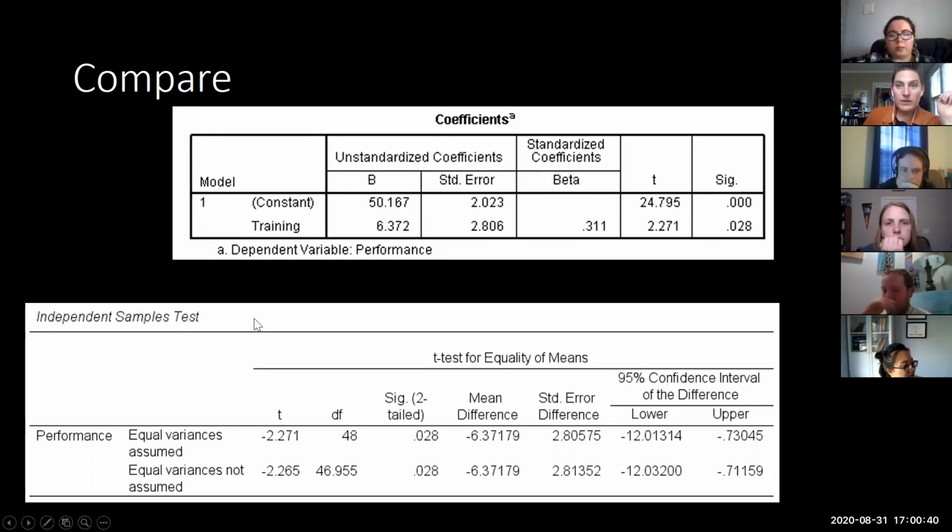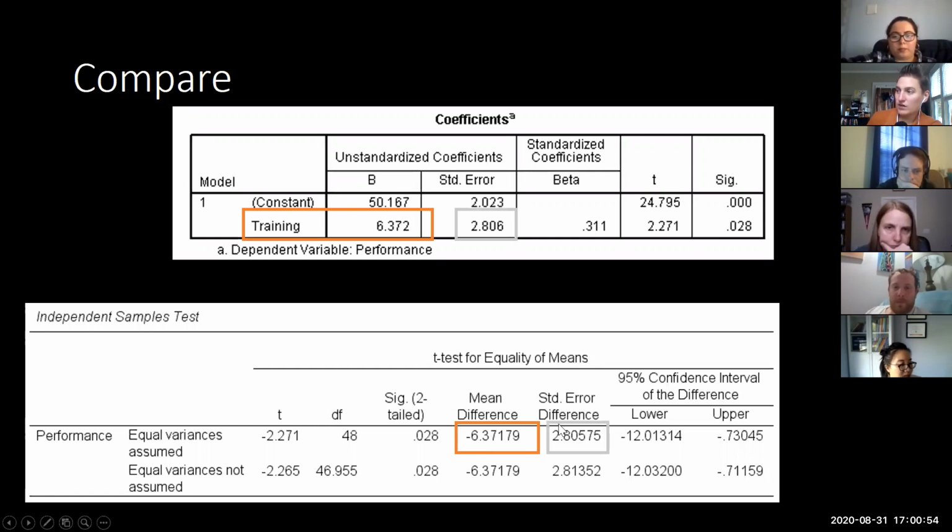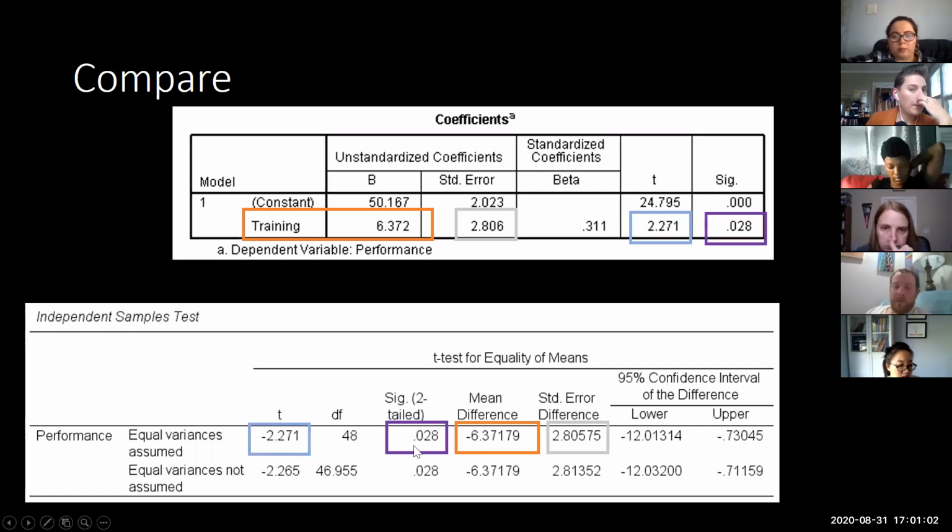So I want to compare that with the t-test output that you may be more familiar with. First, we have the mean difference, and you see here that it's 6.3. So it's the same in both. My standard error is the same. The t-value is identical, and the significance test is identical. So it's doing the same thing, is my whole point. Regression, again, can get more and more complex, whereas the t-test is a little bit more limited in what it can do, but this is how they line up.